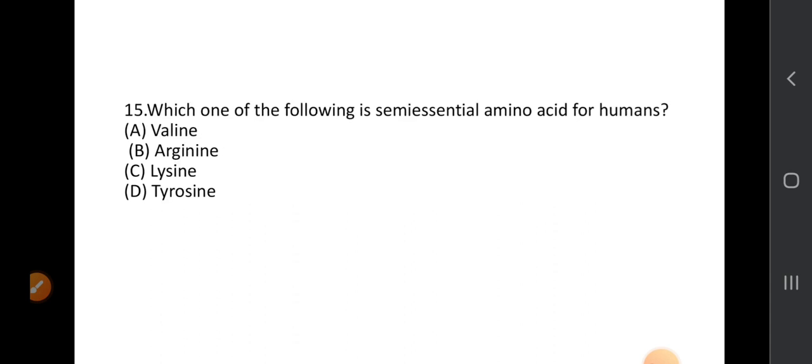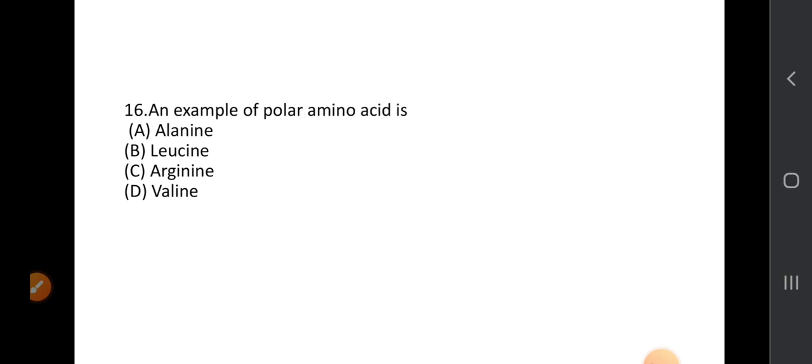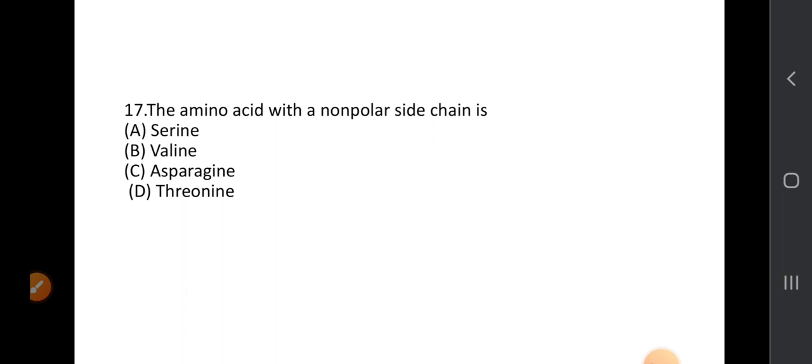15th. Which one of the following is semi-essential amino acid for humans? There are only two semi-essential amino acids in humans. So A is valine, B arginine, C lysine, D tyrosine. Pause the video, answer your question. 16th. An example of polar amino acid is alanine, leucine, arginine, or valine. Pause the video, write your answer. 17th. The amino acid with a non-polar side chain is serine, valine, asparagine, or threonine. Again pause the video, write your answer.